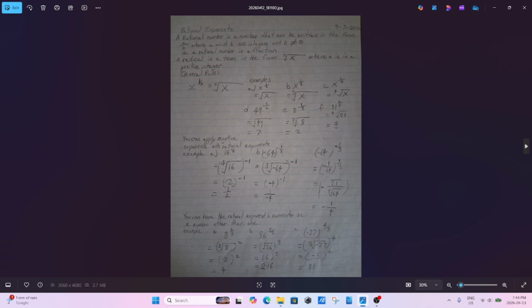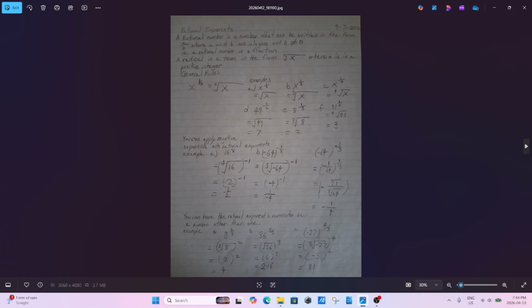And E, 8 to the 1/3 is just the third root of 8, which is 2, because 2 times 2 times 2 is 8. F, 81 to the 1/4 is equal to the fourth root of 81, which is equal to 3, because 3 times 3 times 3 times 3 is 81.